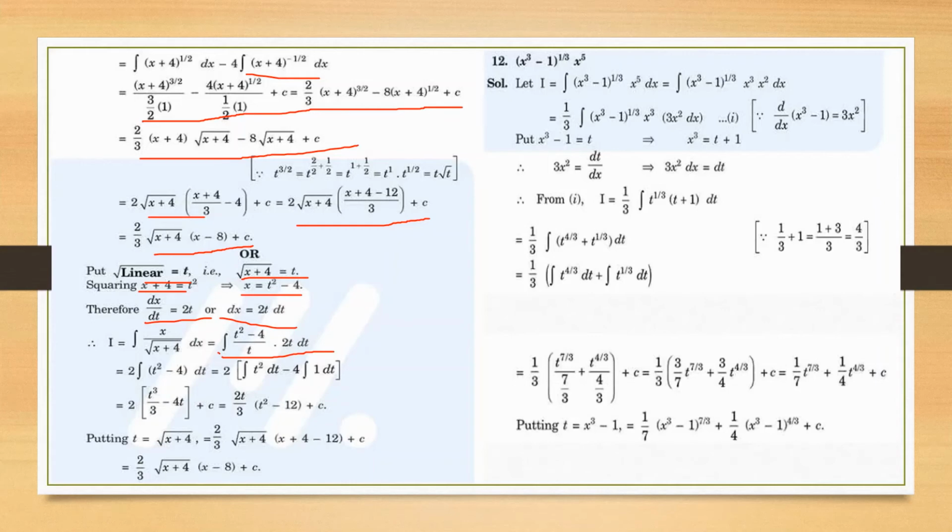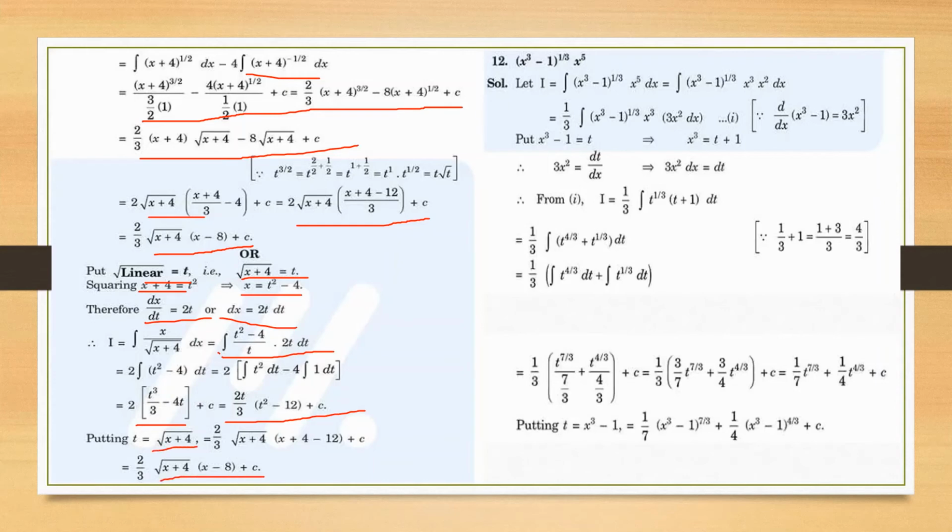Okay. Means you can just put the value, it is t cube by 3 minus 4t, right? And take your t common and put back t as root x plus 4, and this is the desired answer, right? So this is also one way.